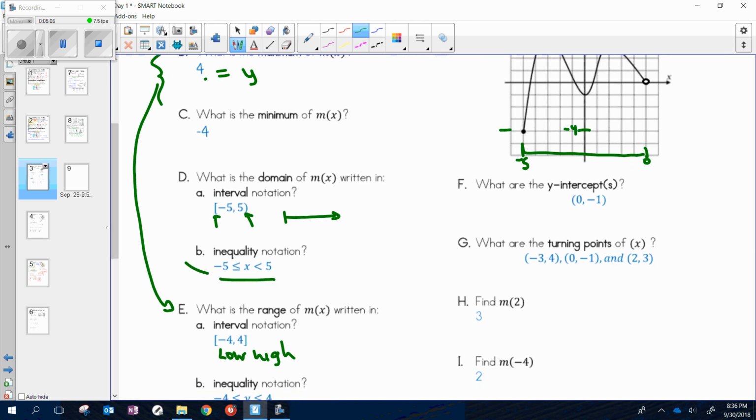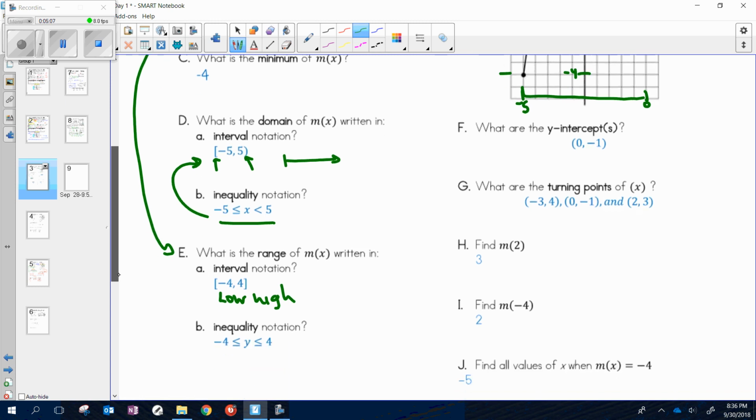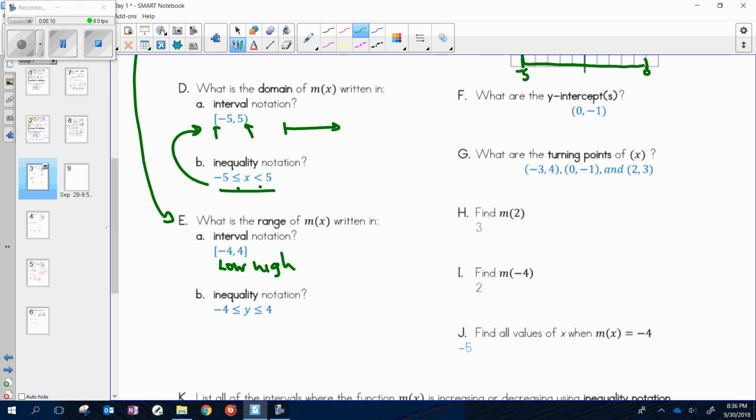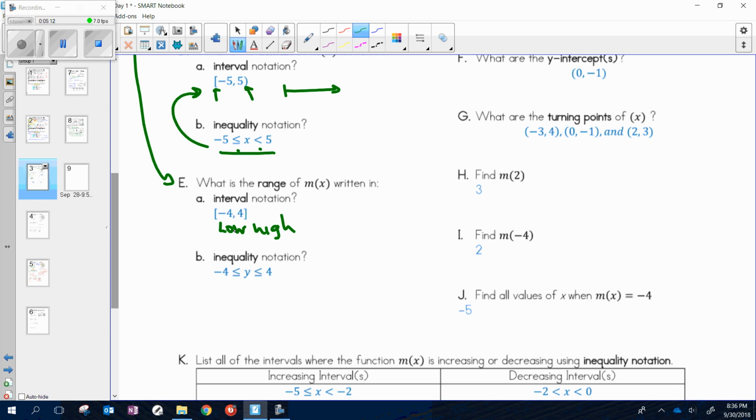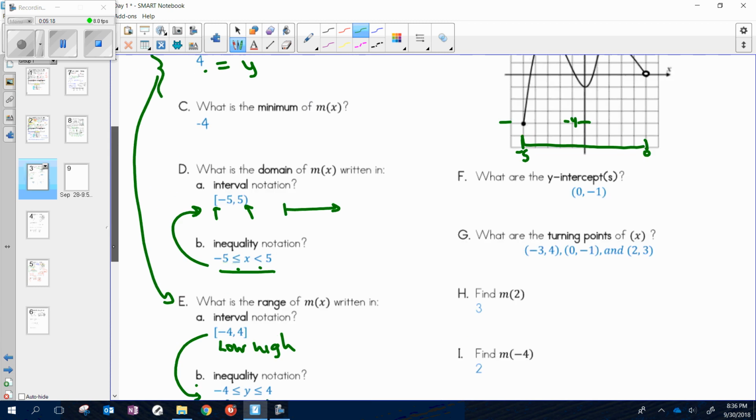Inequality notation, this says the exact same thing that that said. Notice the symbols. And then inequality notation down here I missed for the range. Notice the symbols, they agree with the brackets. After E, it goes up to F.